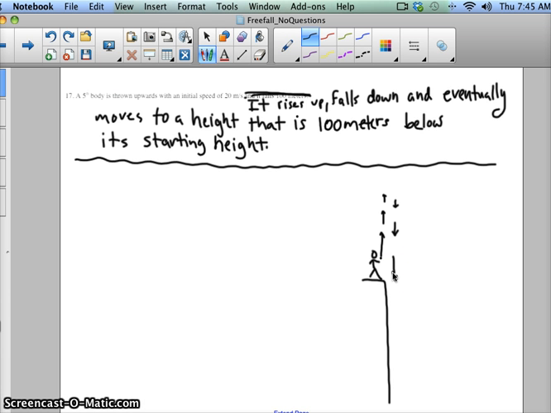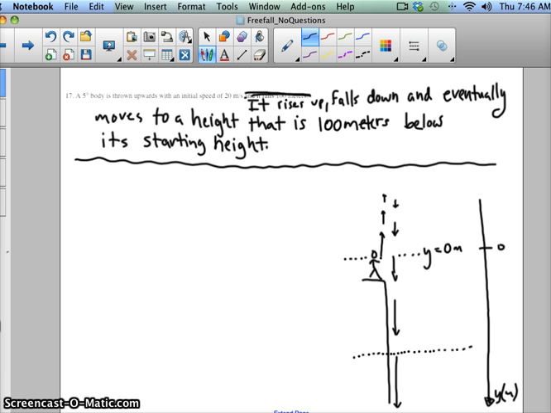Now, at that moment, it's at the same height it was released. I'm going to make that my y equals 0 meters. So I'll put my number line there on the side. So that's my 0. This is y, position in meters. And then this thing's going to speed up faster and faster as it goes down, and it's going to eventually be, I'm going to draw it, 100 meters below where it started.